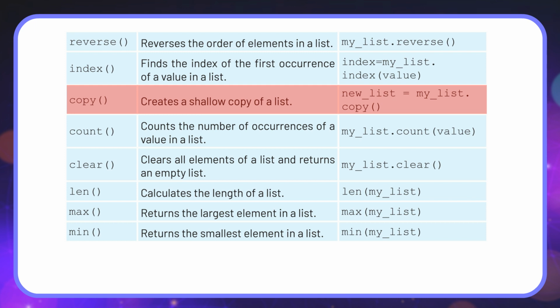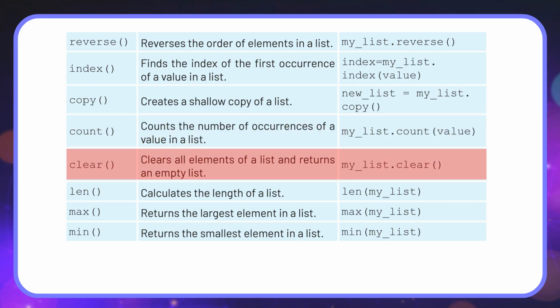Copy: creates a shallow copy of a list, new_list = my_list.copy(). Count: counts the number of occurrences of a value in a list, my_list.count(value). Clear: clears all elements of a list and returns an empty list, my_list.clear(). Len: calculates the length of a list, len(my_list).